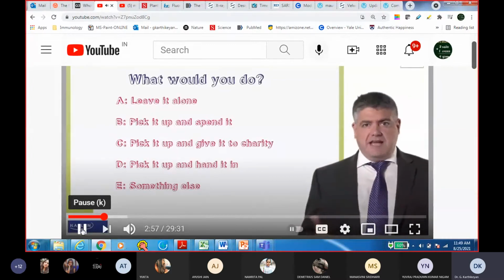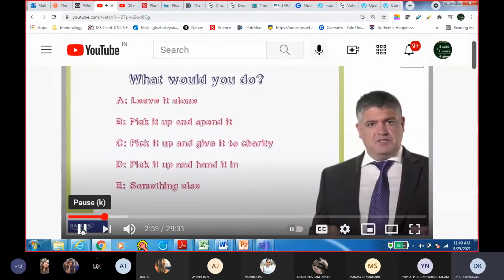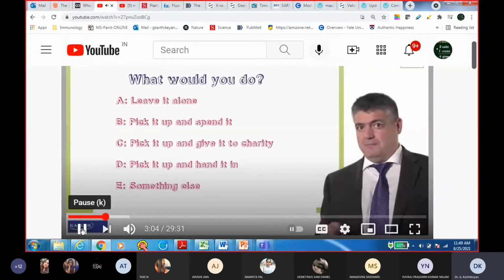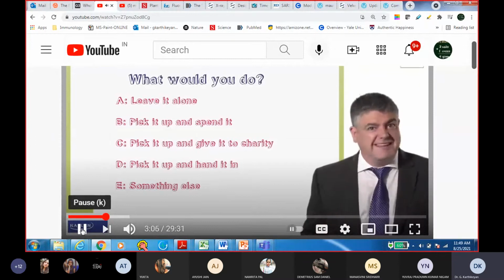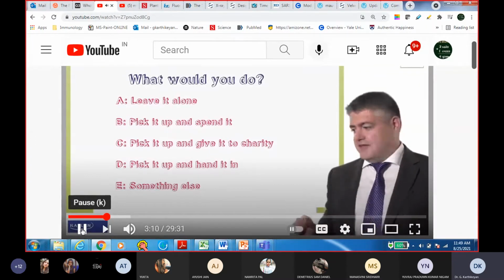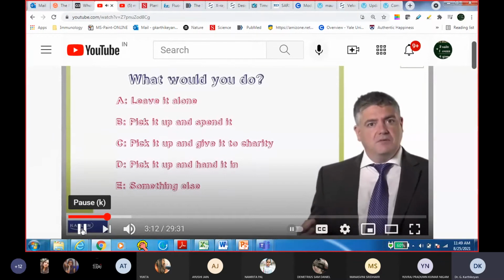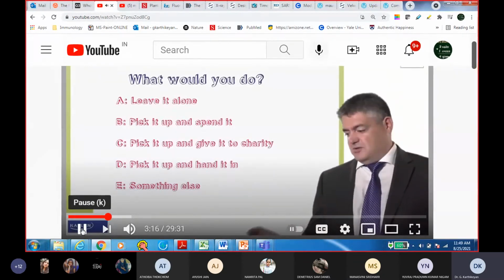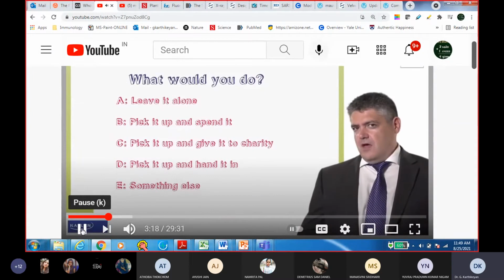When I ask this in class, I get a range of answers. I get some people who tell me they would leave it alone. It's only a pound. It might be stuck to the floor. I'm not picking that up. I get others who would say, I'll spend it. I get a remarkably high proportion who say they would spend it, but let's leave that there for the moment. I get a number who would say they would give it to charity, and some who say they would hand it in, and some who do something else.